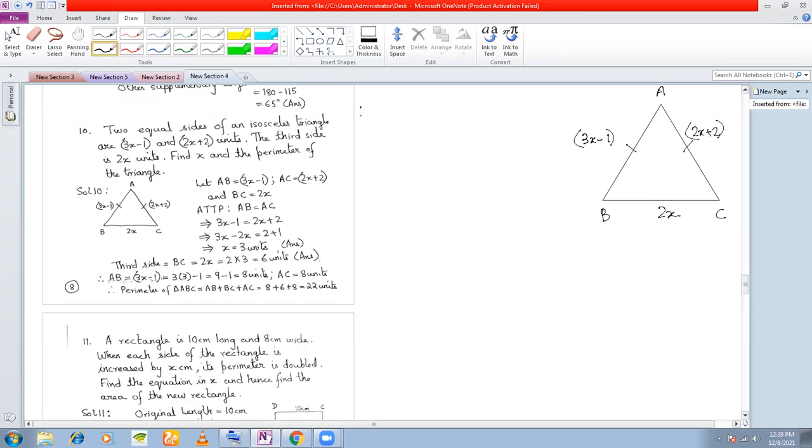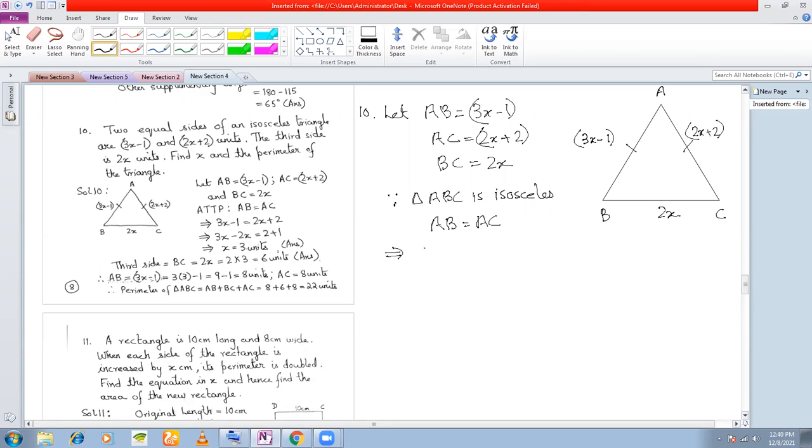Okay. So I say here let AB be equal to 3x minus 1. Let AC be equal to 2x plus 2. And let BC be equal to 2x. Now because triangle ABC is isosceles, AB must be equal to AC.